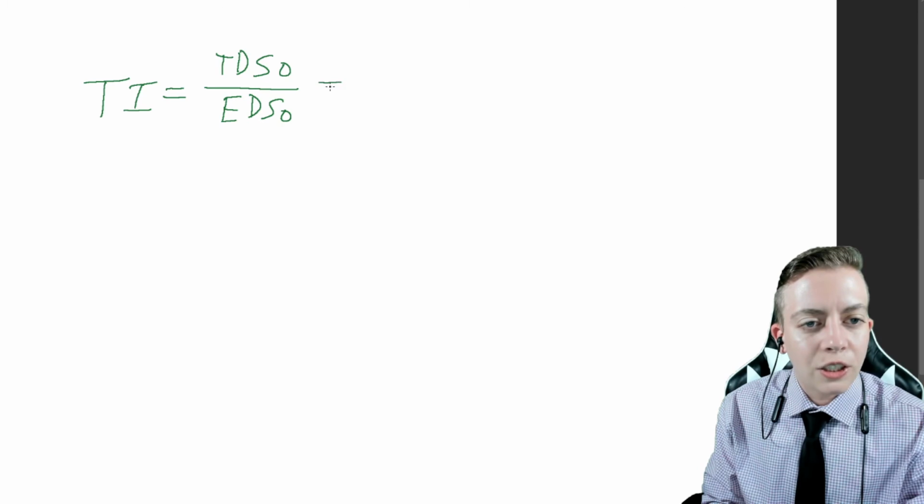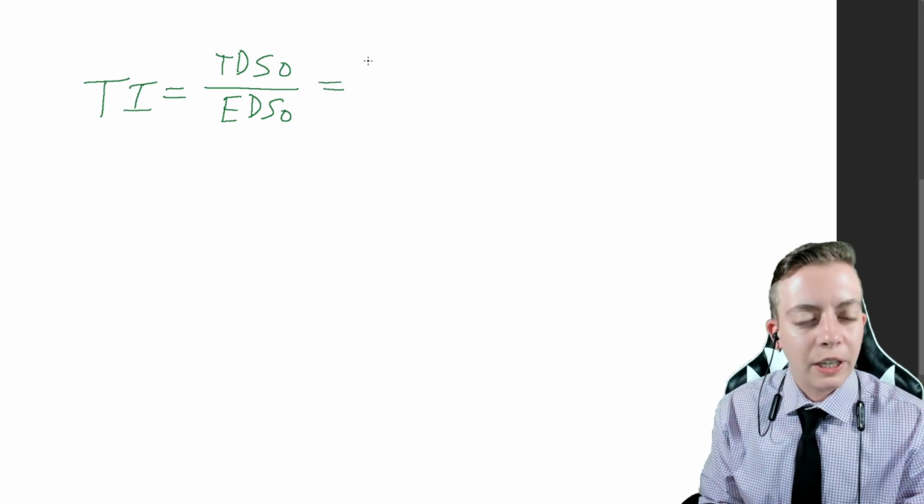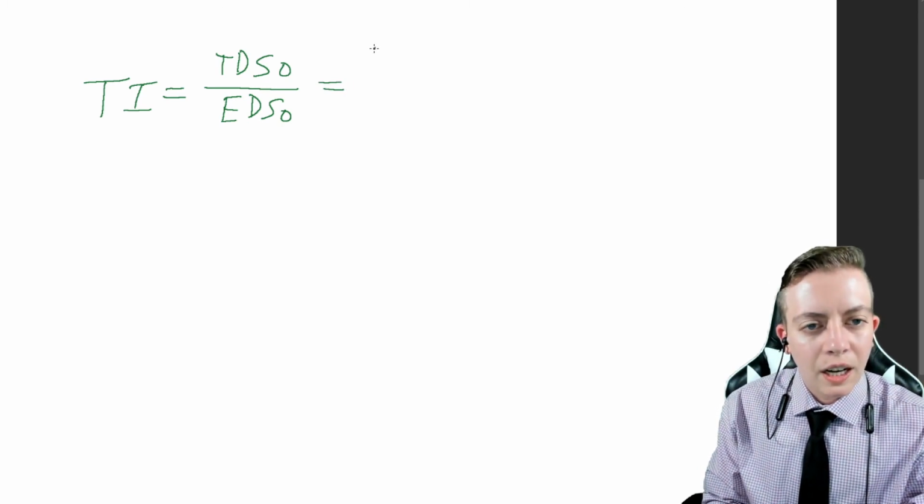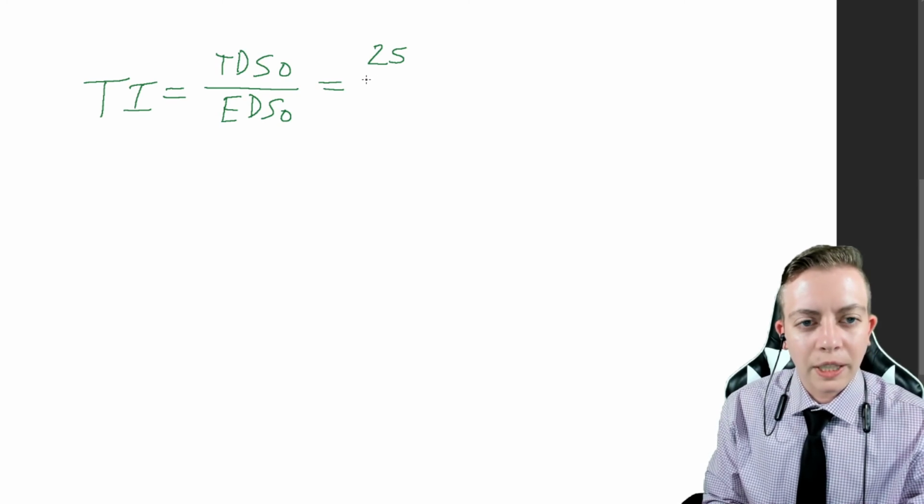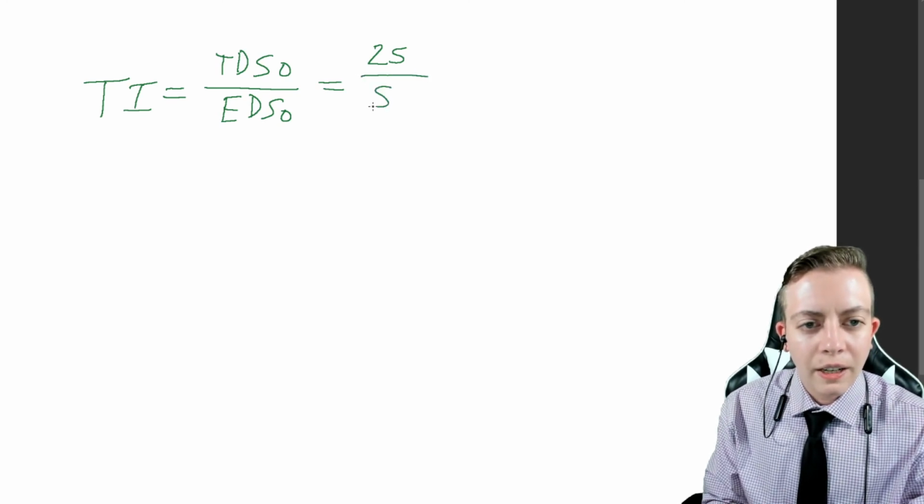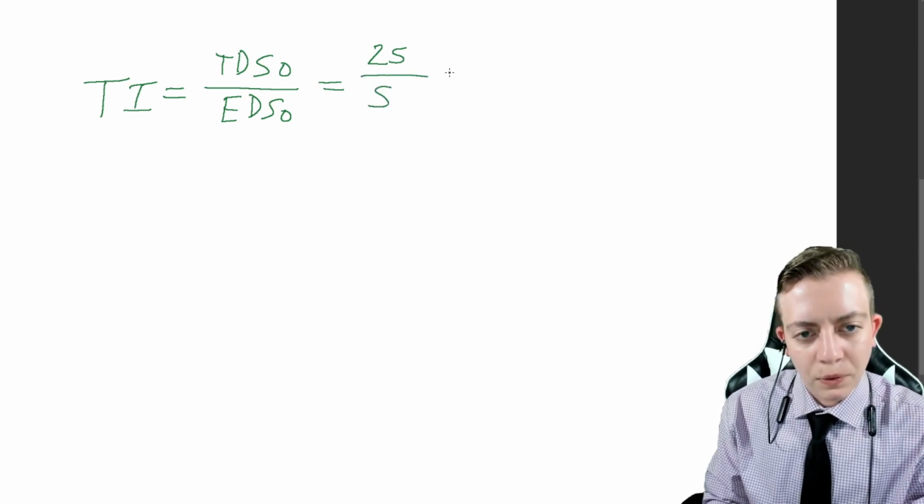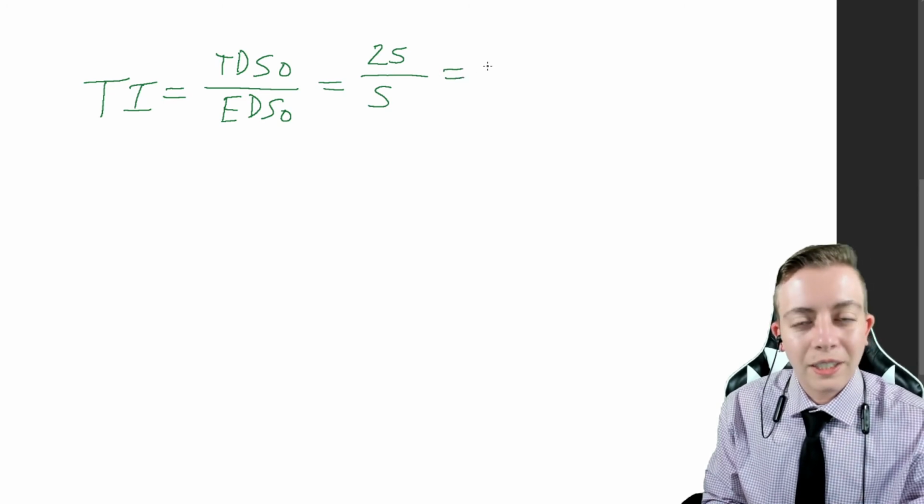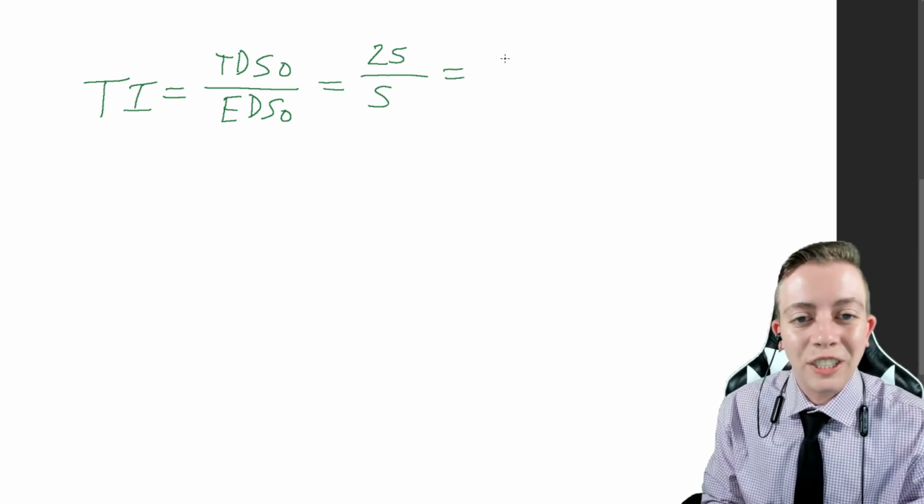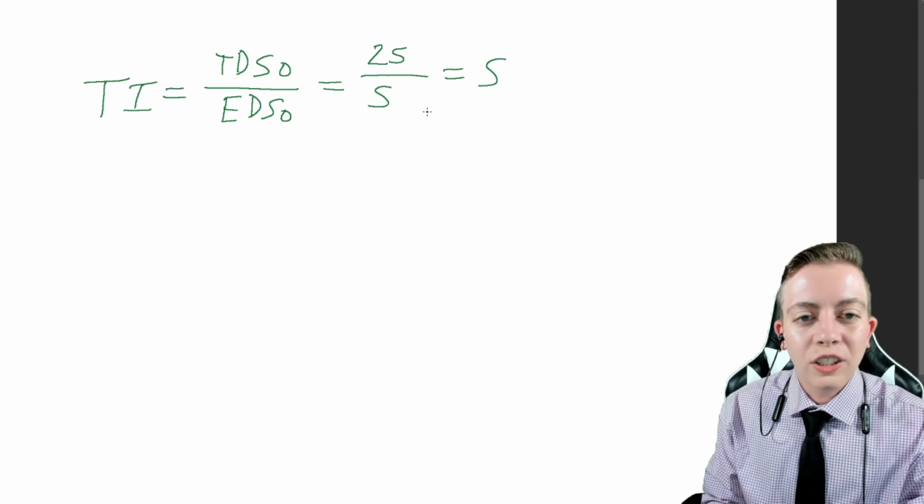So let's just take random numbers here. Let's say we have 25 for our TD50, 25 milligrams per kilogram, and then our ED50 is 5 milligrams per kilogram, right? Our therapeutic index is going to be 5, right? So this is a pretty good sized gap. We have a lot of wiggle room.